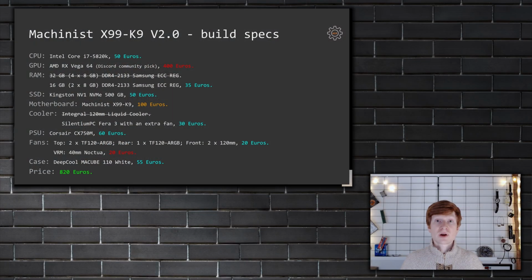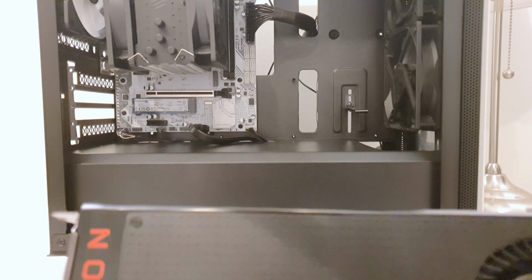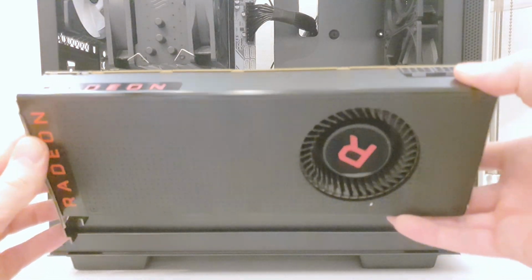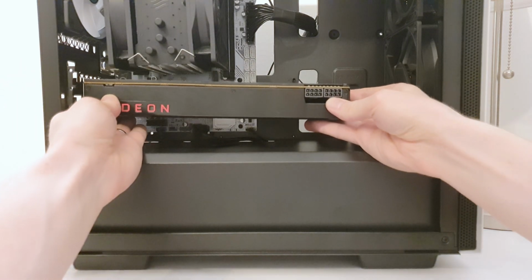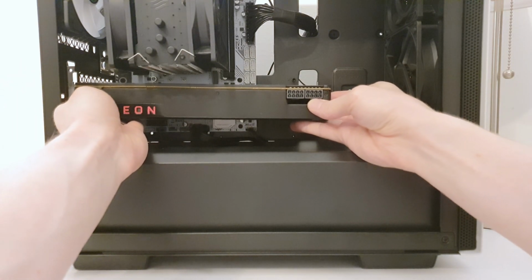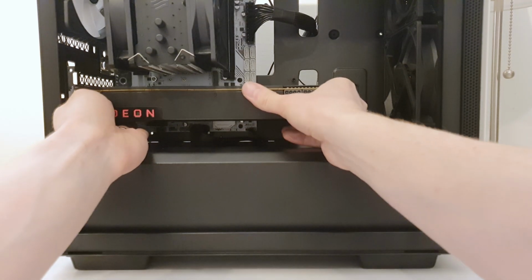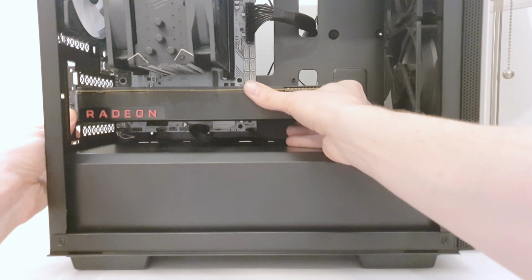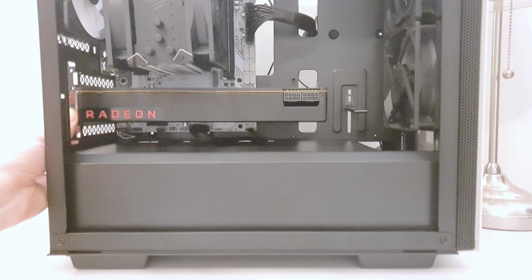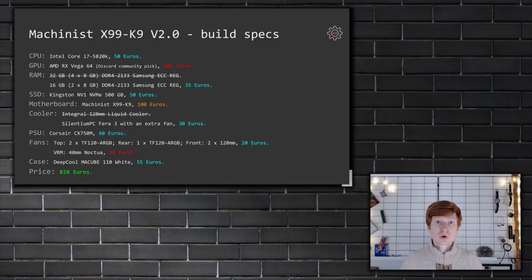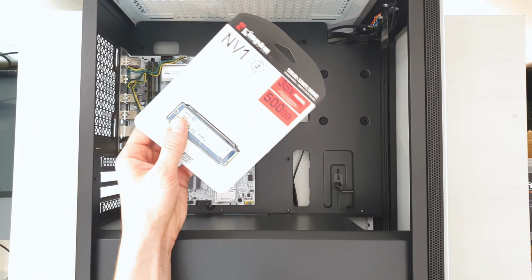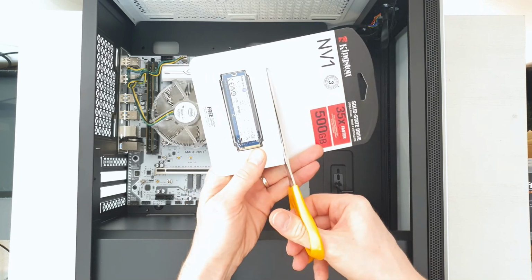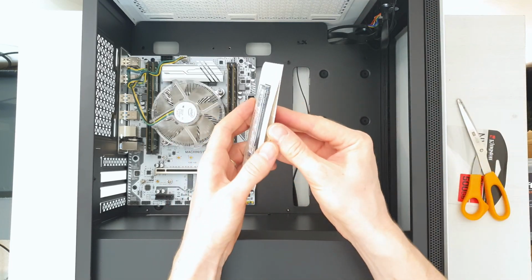For the graphics card, I went with the AMD RX Vega 64. The graphics card was picked for me by the Discord community. Other options were GTX 1650 and GTX 1660. For the memory, I wanted to go with 32 gigs in a 4 memory channels configuration, but as I have mentioned already, X99K9 refused to work with my 4 memory modules, so I had to limit myself to just 2x8, 16 gigs. For the storage, I'm going to use a cheap Kingston SSD of 500 GB.